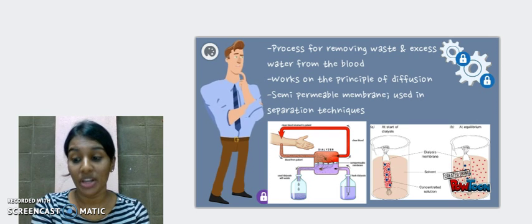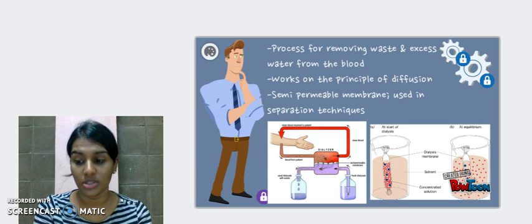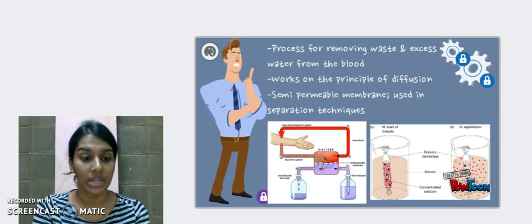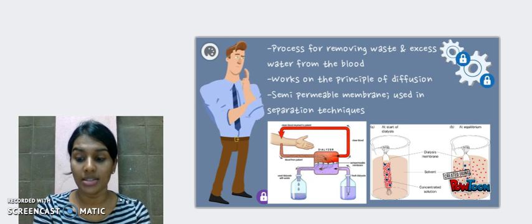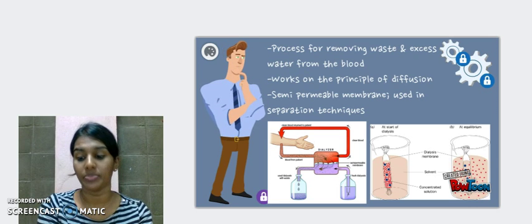In the field of medicine, dialysis is a process for removing waste and excess water from the blood and is used primarily as an artificial replacement for lost kidney function in people with kidney failure. Dialysis basically works on the principles of the diffusion of solutes and ultrafiltration of fluid across a semi-permeable membrane.